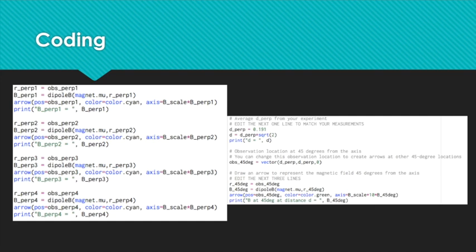These are the perpendicular arrows I made. And on the right hand side, we made another arrow from the observation point that is 45 degrees from the horizontal axis in order to get the result and compare with our experiment result. So these are the results I got from the coding part. They are basically the same diagram, but the second diagram is looked at from a better angle.